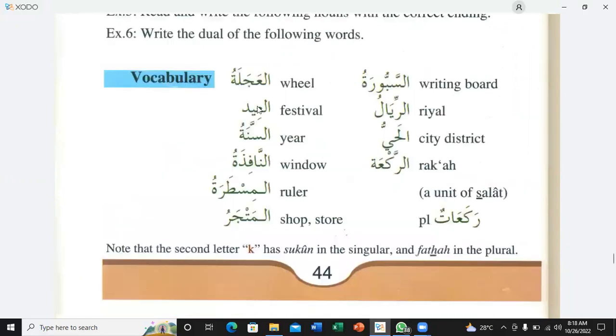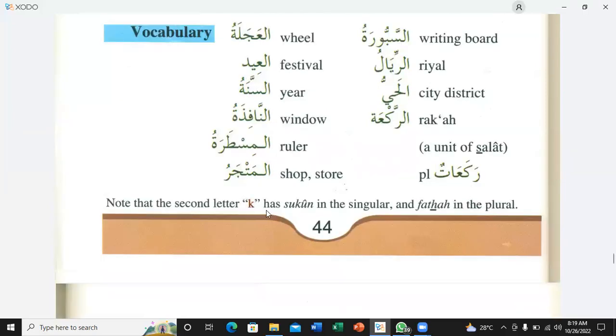Okay. Now vocabulary. Al-ajalatu, wheel. Al-eidu, festival. As-sanatu, not as-sunnatu, because as-sunnatu means the way and as-sanatu means year. An-nafidhatu, window. Al-mistaratu, ruler. Al-matjaru, shop or store. As-sabburatu, writing board. Al-riyalu, riyal. This is the currency of Saudi Arabia. Al-hayyu, city district. Al-rak'atu, rak'a, a unit of salah. Plural of raka is raka'at. Note the second letter, K, has sukoon in the singular and fatha in the plural.